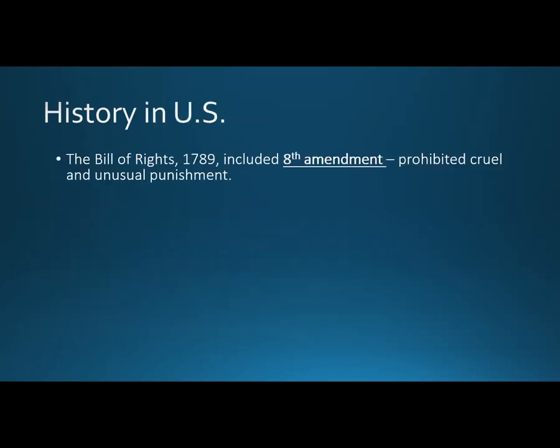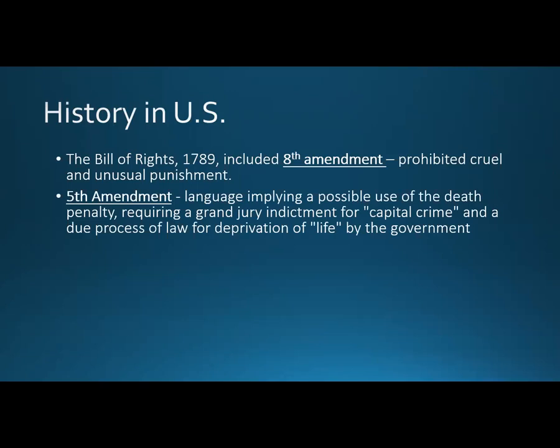As far as what anti-death penalty proponents talk about, the Bill of Rights in 1789. Remember the 1600s, where we didn't have a constitution, we didn't have a Bill of Rights, everything was from England. But the Bill of Rights included the Eighth Amendment, which prohibited cruel and unusual punishment. Then we also had the Fifth Amendment, language implying possible use of the death penalty, requiring a grand jury indictment for a capital crime, and due process of law for deprivation of life by the government. Anyway, there's your due process clause.